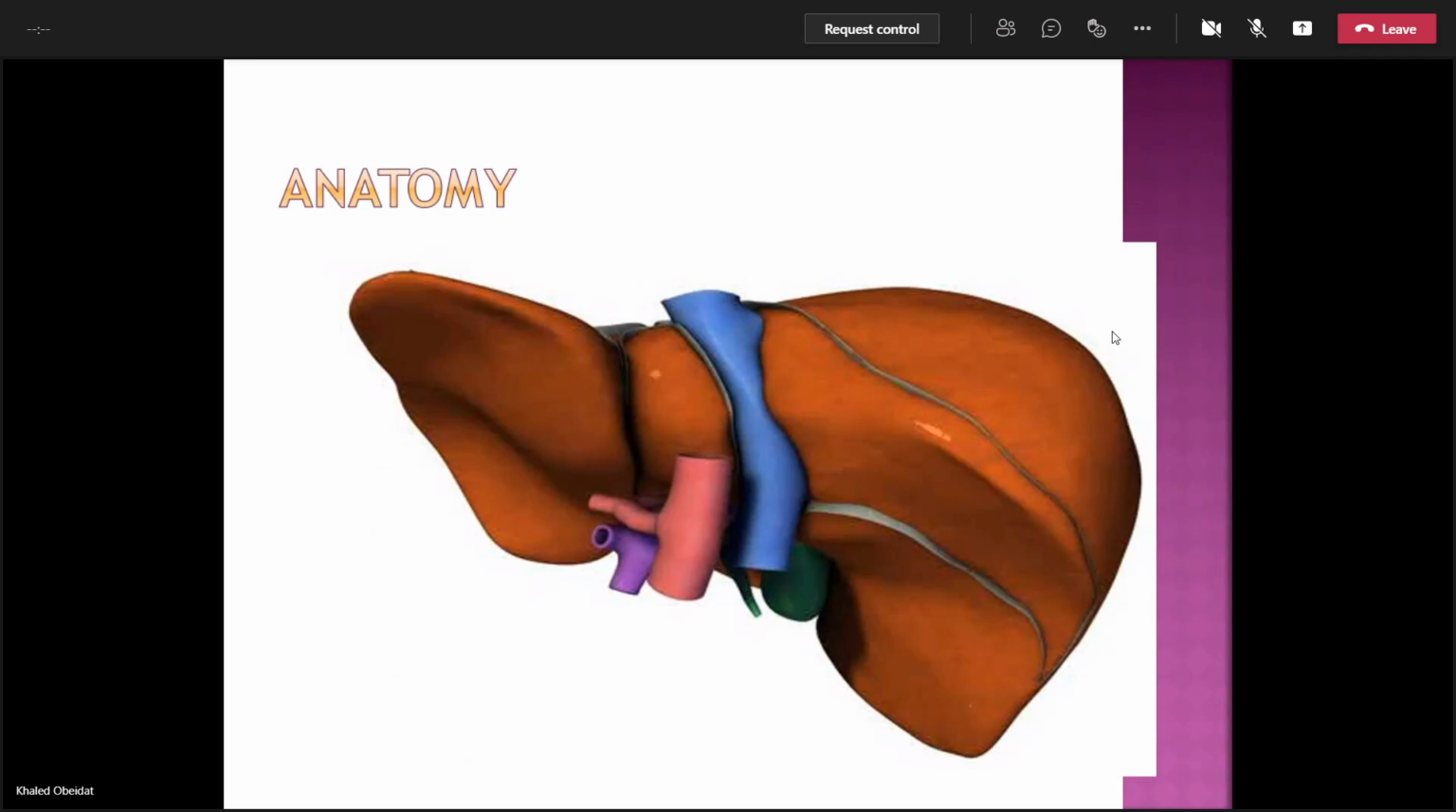This is the posterior view of the liver. And here we see the bare area. This is the area where there is no peritoneal covering of the liver. It's attached directly to the diaphragm here. This is the reflection of the peritoneal covering, the coronary ligament and triangular ligament.